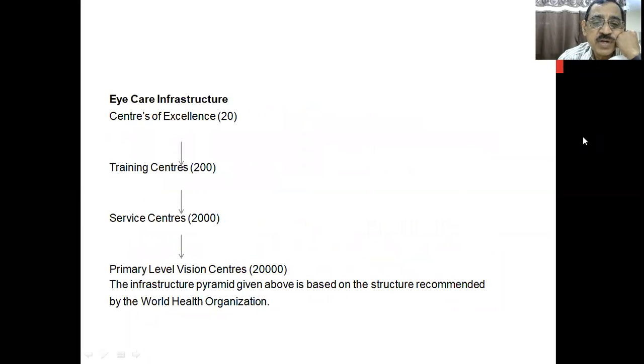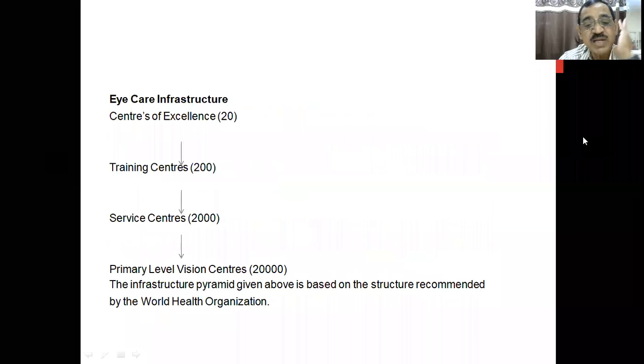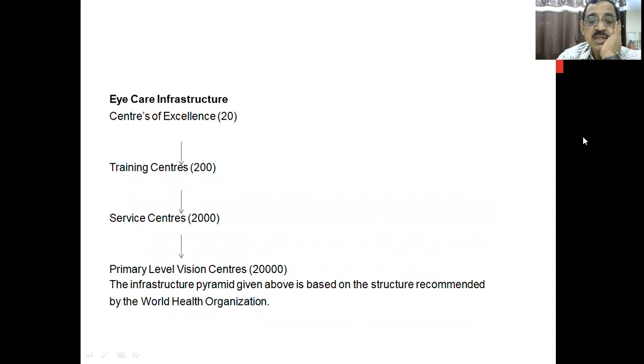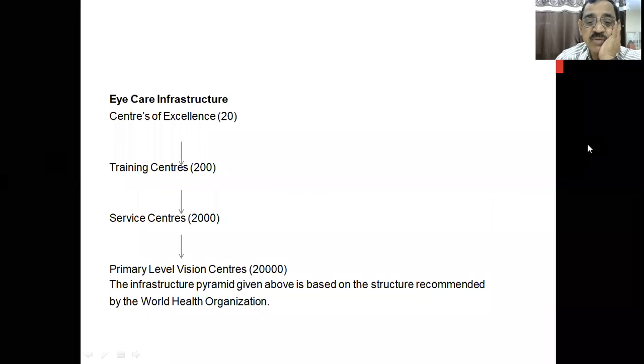So the eye care infrastructure: we have nearly about 20 centers of excellence, training centers around 200, service centers around 2,000, and primary level vision centers in the villages, around 20,000. The infrastructure pyramid given above is based on the structure recommended by the World Health Organization.